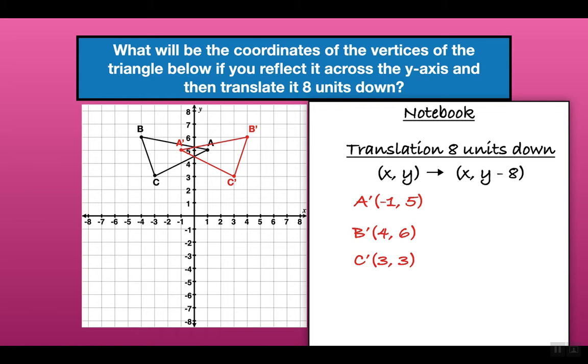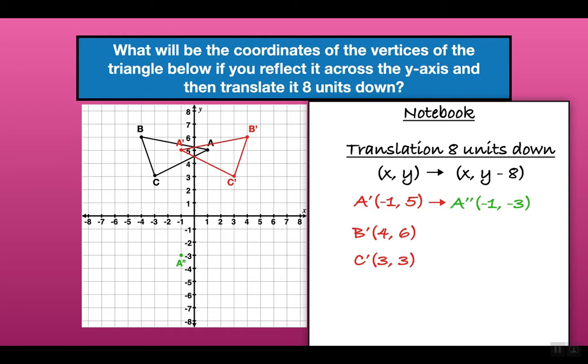So let's take A prime, whose coordinates are (-1, 5). So we're going to subtract 5 minus 8. And that's going to give us A double prime, which is going to be at (-1, -3). And let me plot that on the coordinate plane in green.